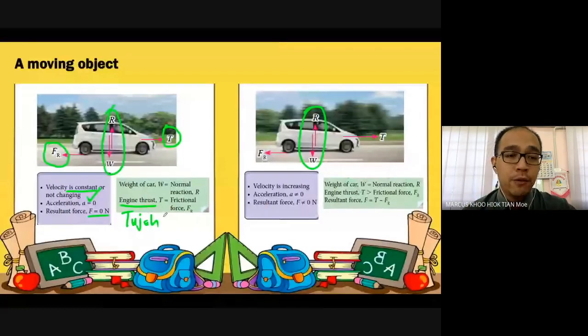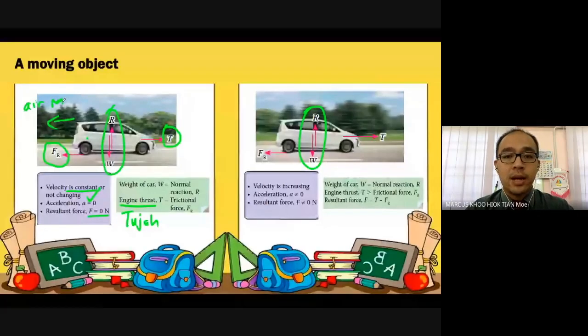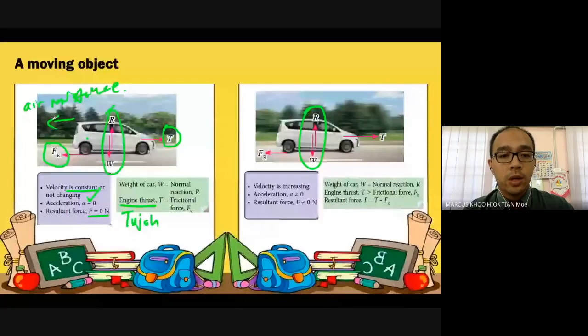Okay, but actually if you think about it, there is another force juga ini yang menghalang this kereta, which we call air resistance. Ini kita ada cakap tahun lepas lah. But let's not talk about the air resistance now lah. In reality, obviously there's air resistance. But since we are talking about the jalan raya, we call this the frictional force. Dalam bahasa Melayu, frictional is geseran.